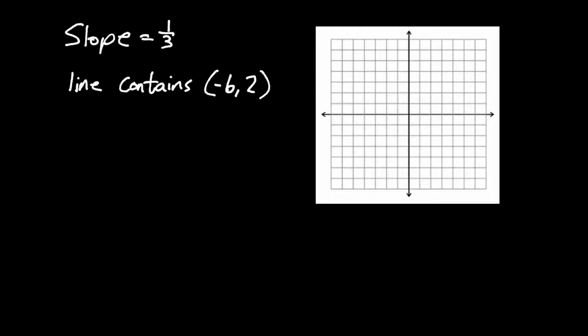Alright, this time we are going to graph a line that has a slope of 1/3, and it contains the point -6, 2. Now if you remember from our slope-intercept video, we always started with the y-intercept, but I don't know the y-intercept this time, so instead I'm going to start with the point that I have. I'm going to go 6 to the left on our x-axis, and I'm going to go up 2 on our y-axis. So we'll have 1, 2, 3, 4, 5, 6, and then up 2, and that is where our point is going to begin. So let me put that in.